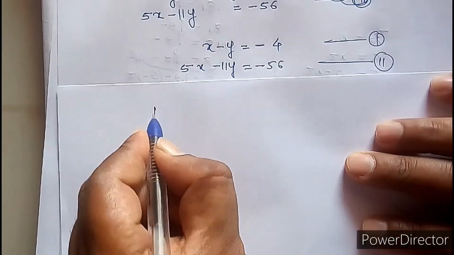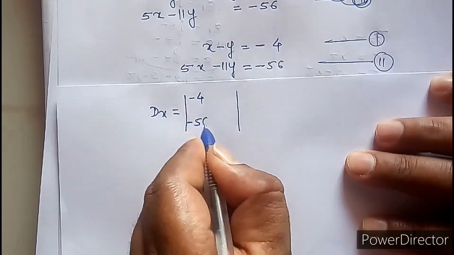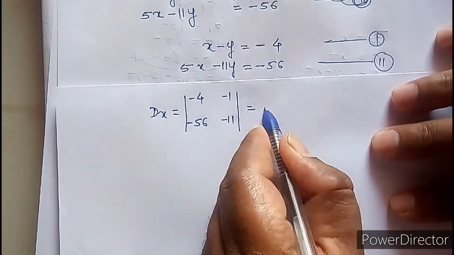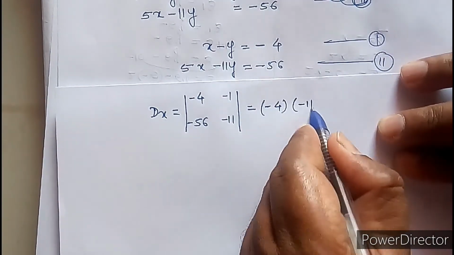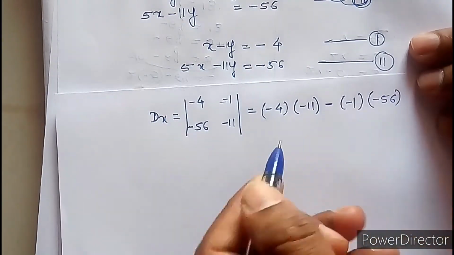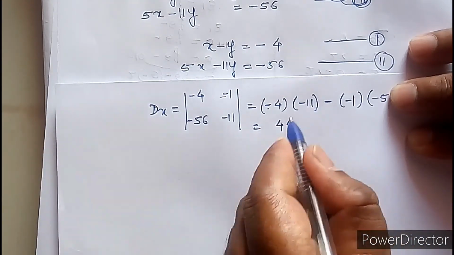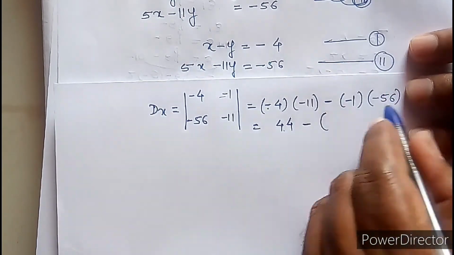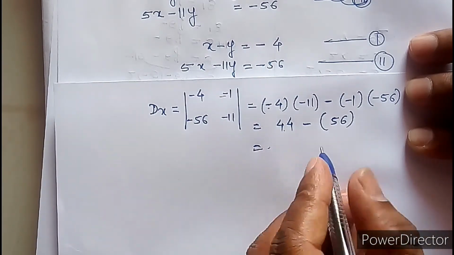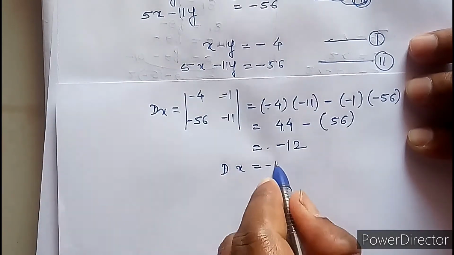The value of Dx will be equals to c1 c2, that is minus 4, minus 56, and the coefficient of y, that is minus 1, minus 11, equals to minus 4 will be multiplied with minus 11 minus 1 will be multiplied with minus 56, equals to minus 4 into minus 11, that is plus 44, minus as it is minus 1 into 56, that is plus 56. Now here 44 minus 56, it will be minus of 12. Here we get the value of Dx equals to minus of 12.